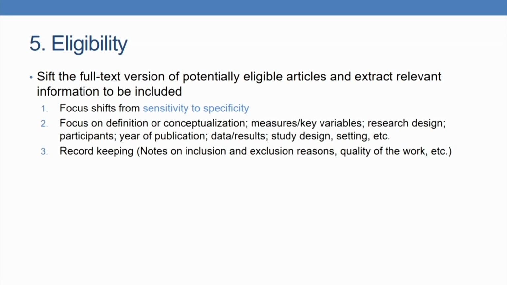When we identify work for inclusion, we need to carefully and thoroughly extract all relevant information for potential inclusion. What is considered relevant information will depend on our research questions and topic, and the information we extract will predominantly relate to our inclusion and exclusion criteria, and therefore, it will likely cover definition or conceptualization, measures, key variables, research design, participants, year of publication, data, results, study design, setting, and so on.